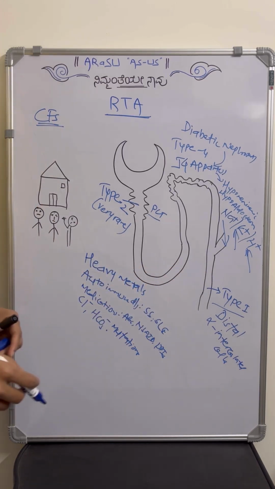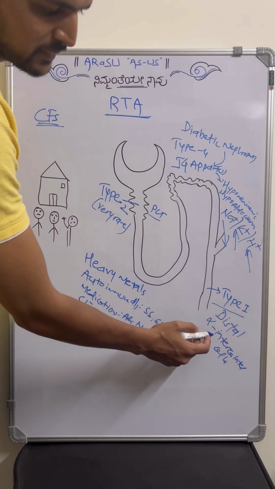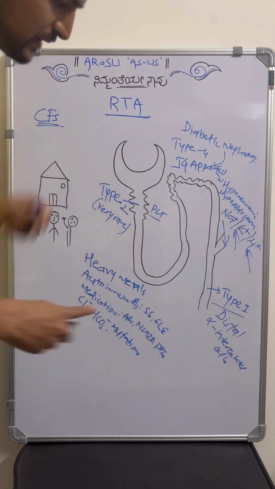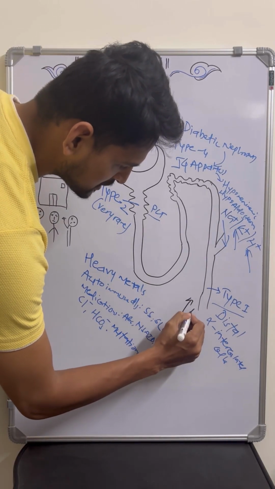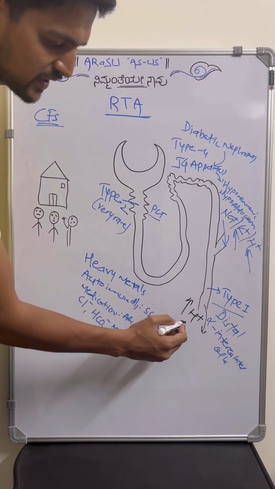In type 1, as we can see, there is some abnormality in the alpha intercalated cells. So they will not be able to excrete H plus ions. So H plus will be retained in the body. This will lead to excess H plus. So instead of excreting H plus, they will now start excreting potassium.